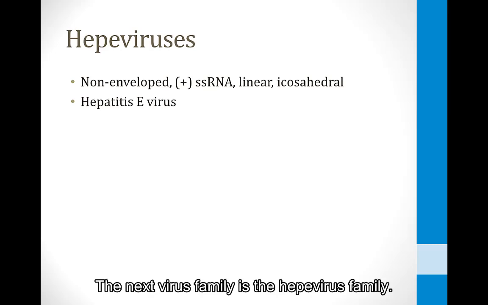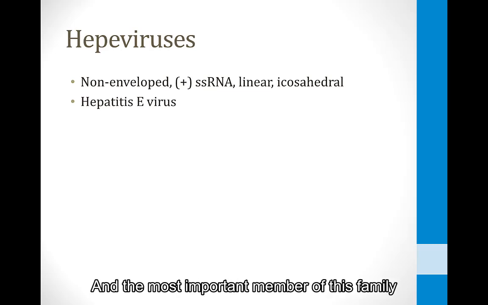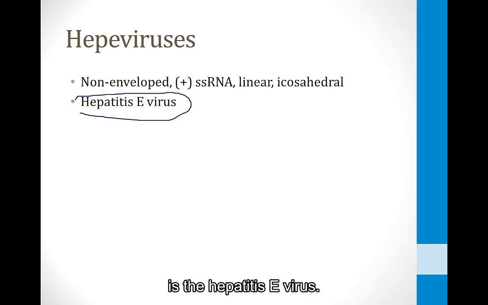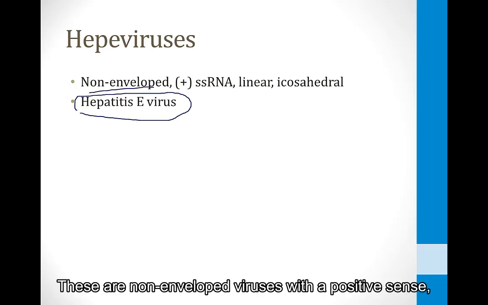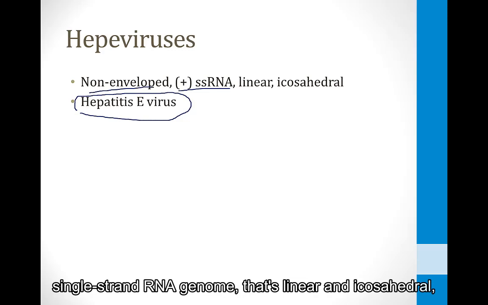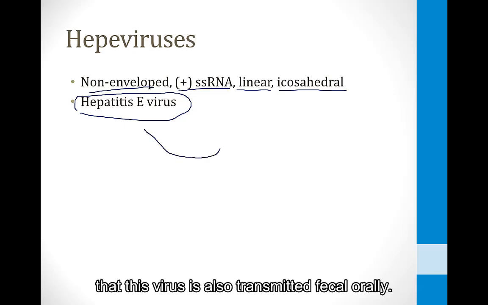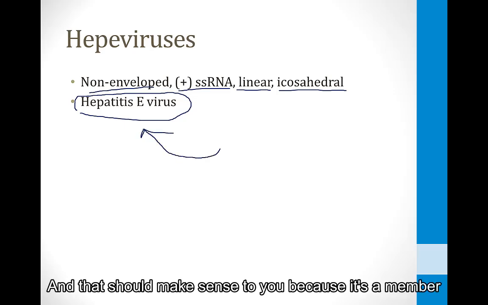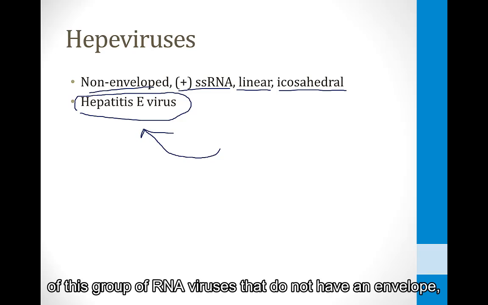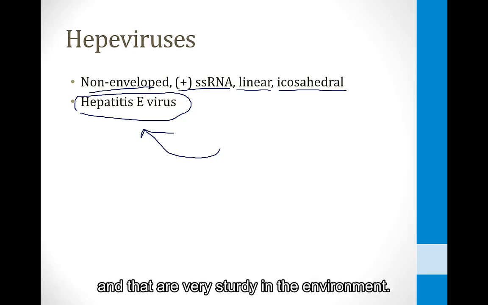The next virus family is the hepevirus family, and the most important member of this family is the hepatitis E virus. These are non-enveloped viruses with a positive sense single-strand RNA genome that's linear and icosahedral, very similar to the caliciviruses. And I talk about hepatitis E infection in detail in the module on viral hepatitis, but I just want to point out here that this virus is also transmitted fecal-orally, and that should make sense to you because it's a member of this group of RNA viruses that do not have an envelope and that are very sturdy in the environment.